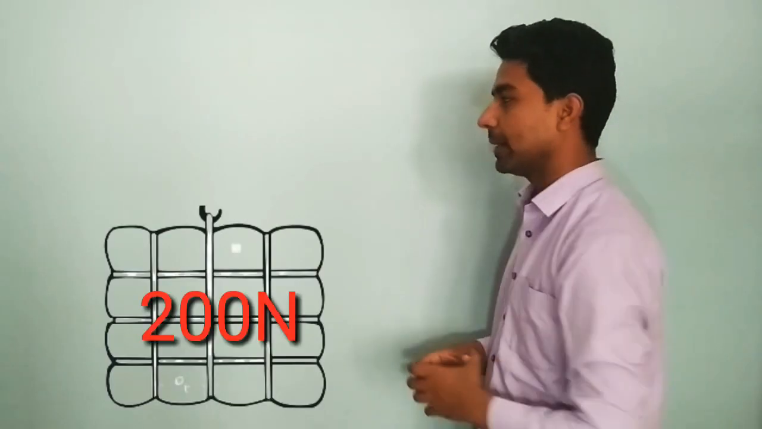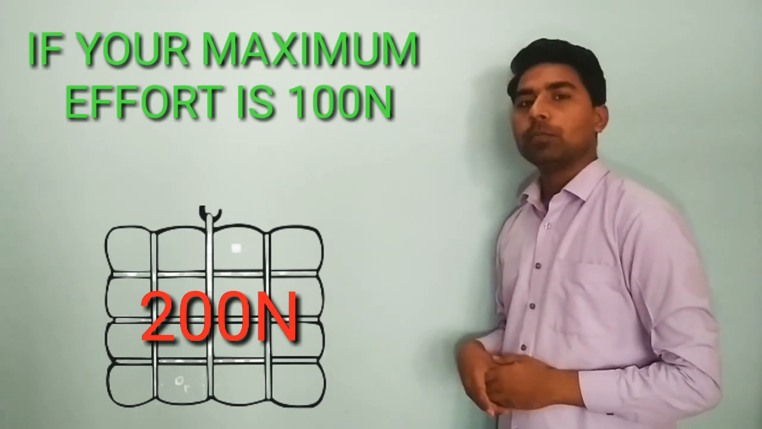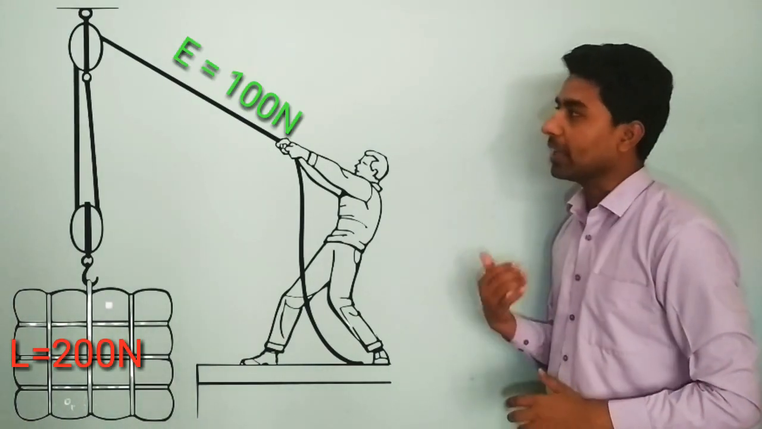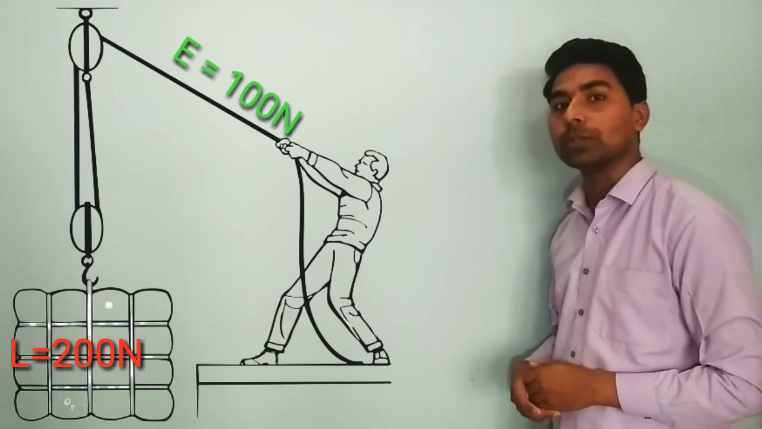To understand mechanical advantage, I ask you to pull that bundle up without any machine. You will say, sorry sir, I can't, because I do not have enough effort to pull that up. But if you have this system, you can see in this diagram the person is able to pull that bundle up. Why? Because of the machine. The machine is multiplying your effort. You said you were unable to pull that bundle up, but now you are able to because you are using a machine. So the machine is multiplying your force.